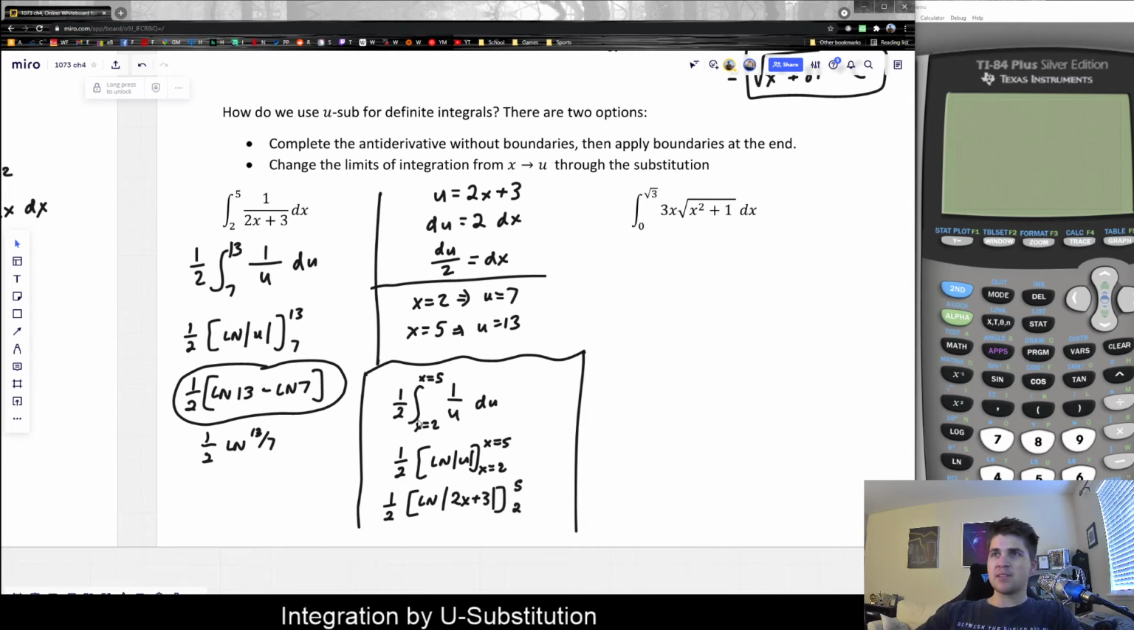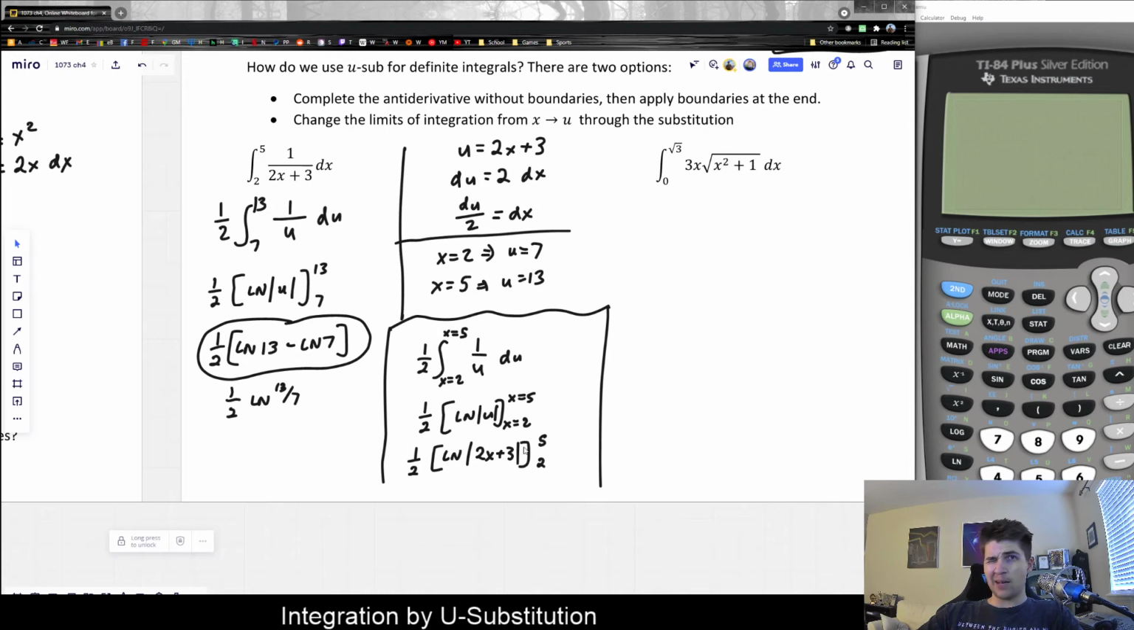And now that I resubstitute back in x, these boundaries of integration match the x, and I could drop the x equals from my notation. And now I could just plug those in. But what you'll notice as well, if I plug in 5 at the end of the day, I will get the natural log of, well, 2 times 5 plus 3 is 13, and 2 times 2 plus 3 is 7. And I'm going to get the same answer.